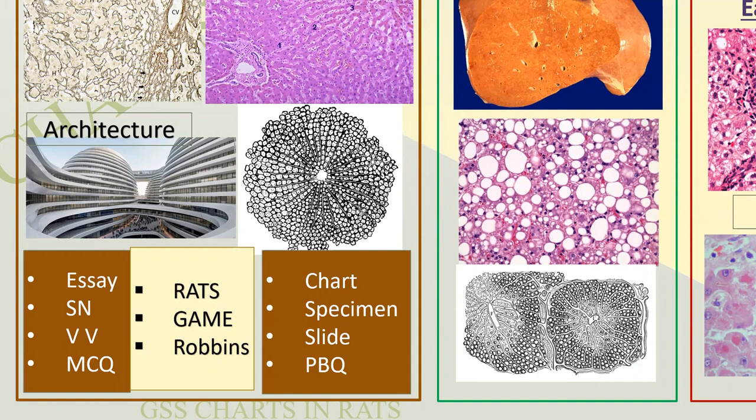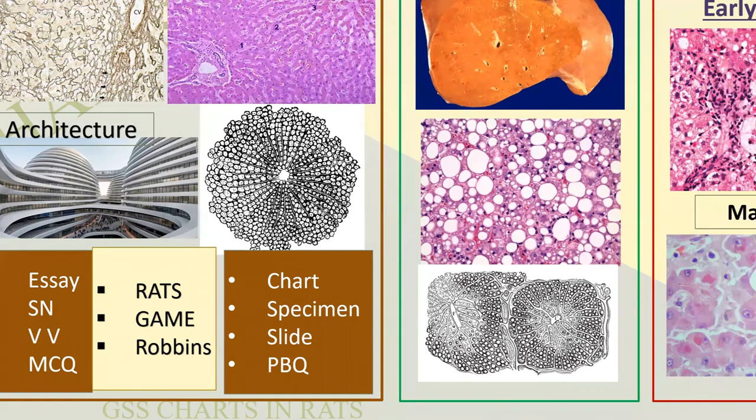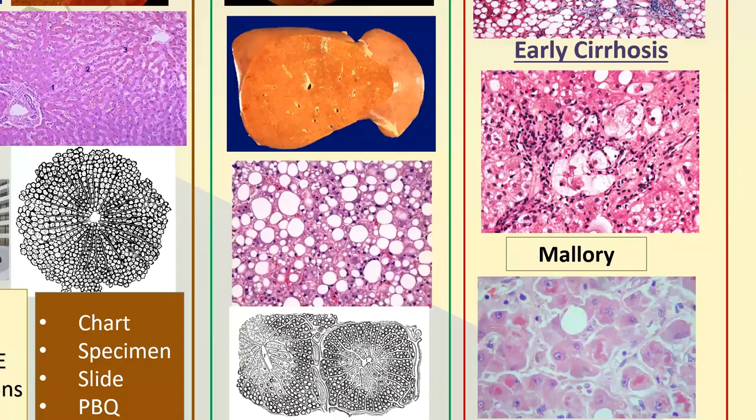So this is fatty change, the first rectangle. The next one is alcoholic hepatitis.